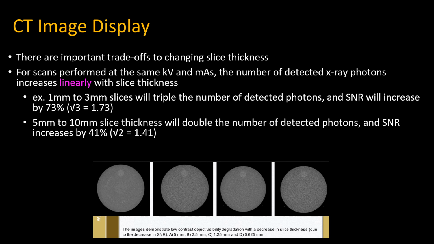If we change from 5 millimeter to 10 millimeter slices, the number of detected photons doubles, and the signal to noise increases by about 41% because the square root of 2 is 1.41. These kinds of changes also lend themselves nicely to test questions.